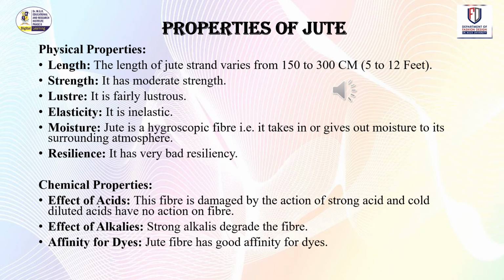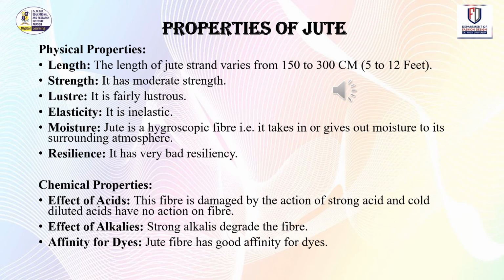Properties of jute. Length. The length of the jute strand varies from 150 to 300 centimeters. Strength. It has moderate strength. Luster. It is fairly lustrous. Elasticity. It is elastic. Moisture. Jute is a hydrophilic fiber. It takes in or gives out moisture to its surrounding atmosphere. Resiliency. It has very bad resiliency.